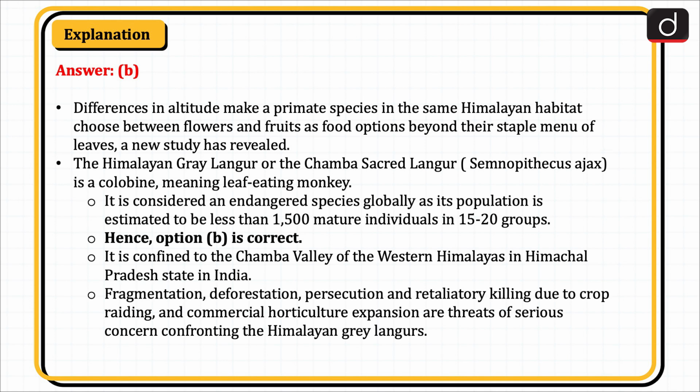The Himalayan grey langur or the Chamba sacred langur, Semnopithecus ajax, is a colobine, meaning leaf-eating monkey. It is considered an endangered species globally as its population is estimated to be less than 1,500 mature individuals in 15 to 20 groups. Hence, option B is correct. It is confined to the Chamba Valley of the Western Himalayas in Himachal Pradesh state in India. Fragmentation, deforestation, persecution and retaliatory killing due to crop raiding and commercial horticulture expansion are threats of serious concern confronting the Himalayan grey langurs.